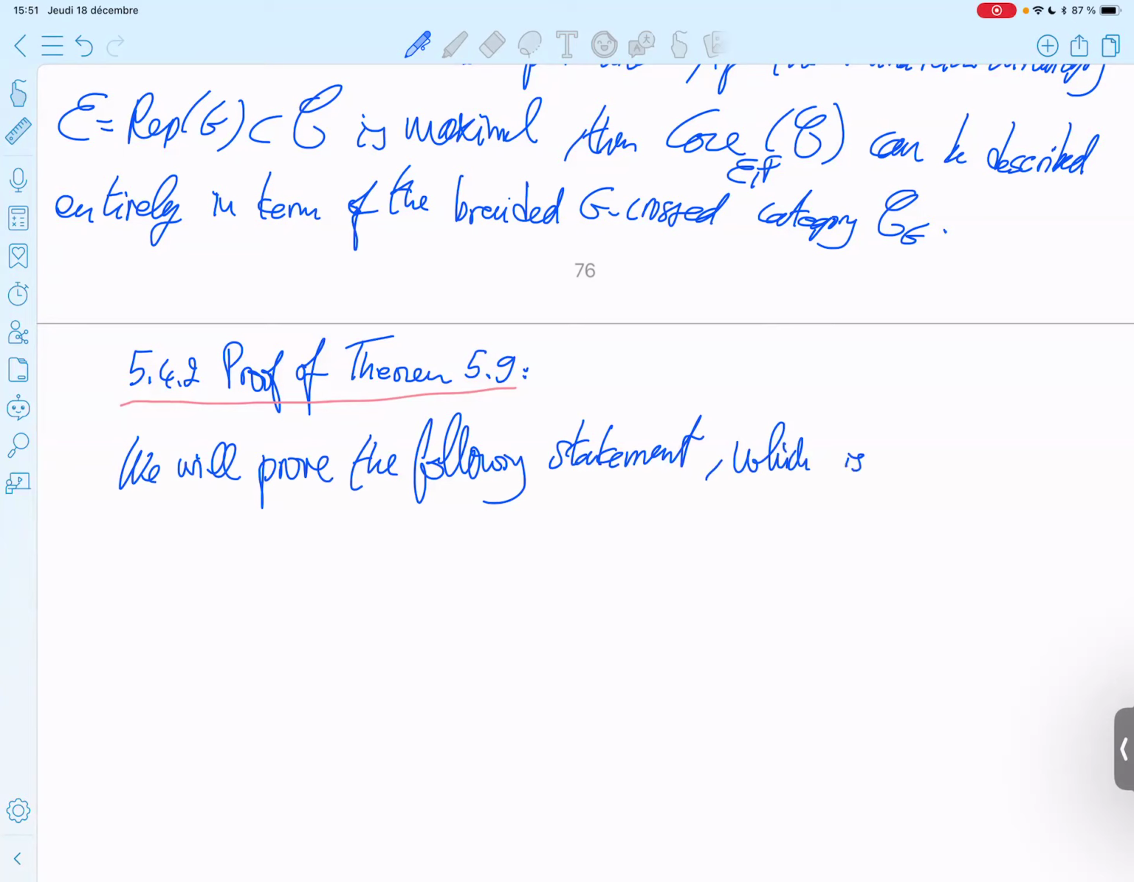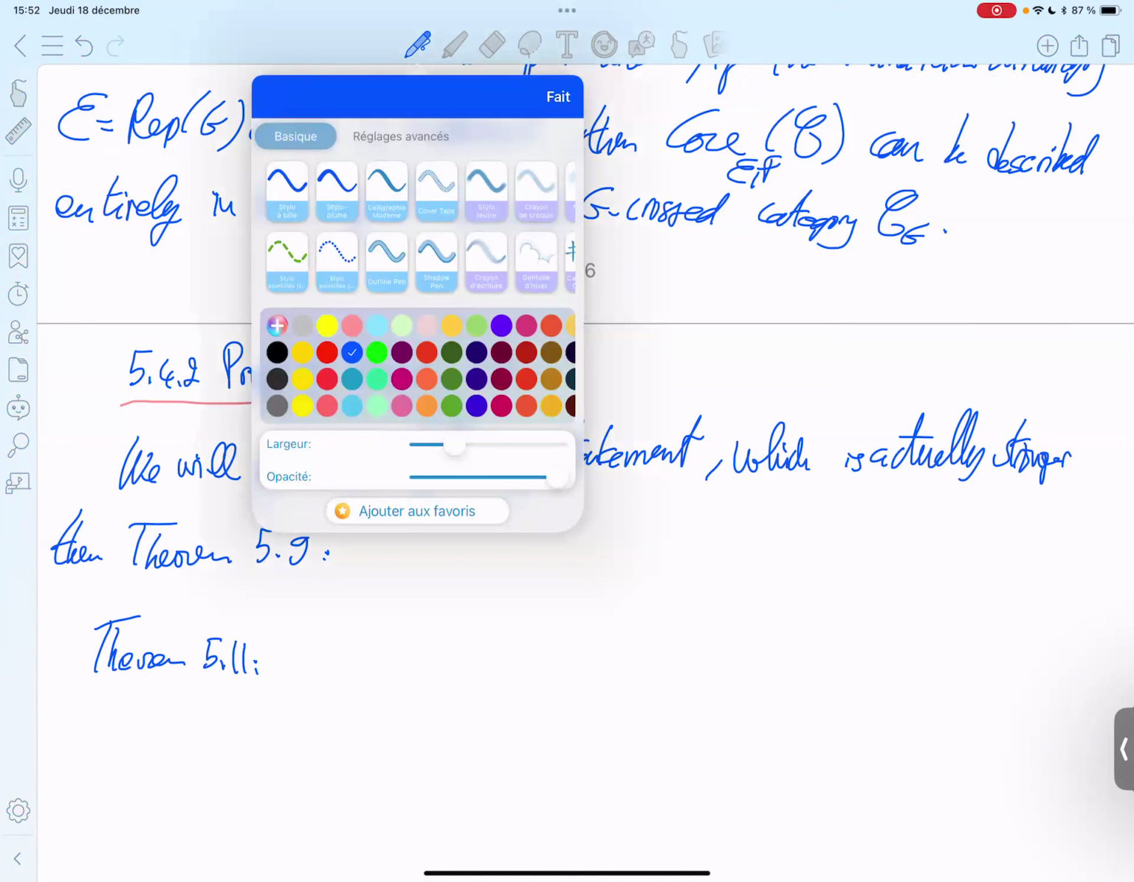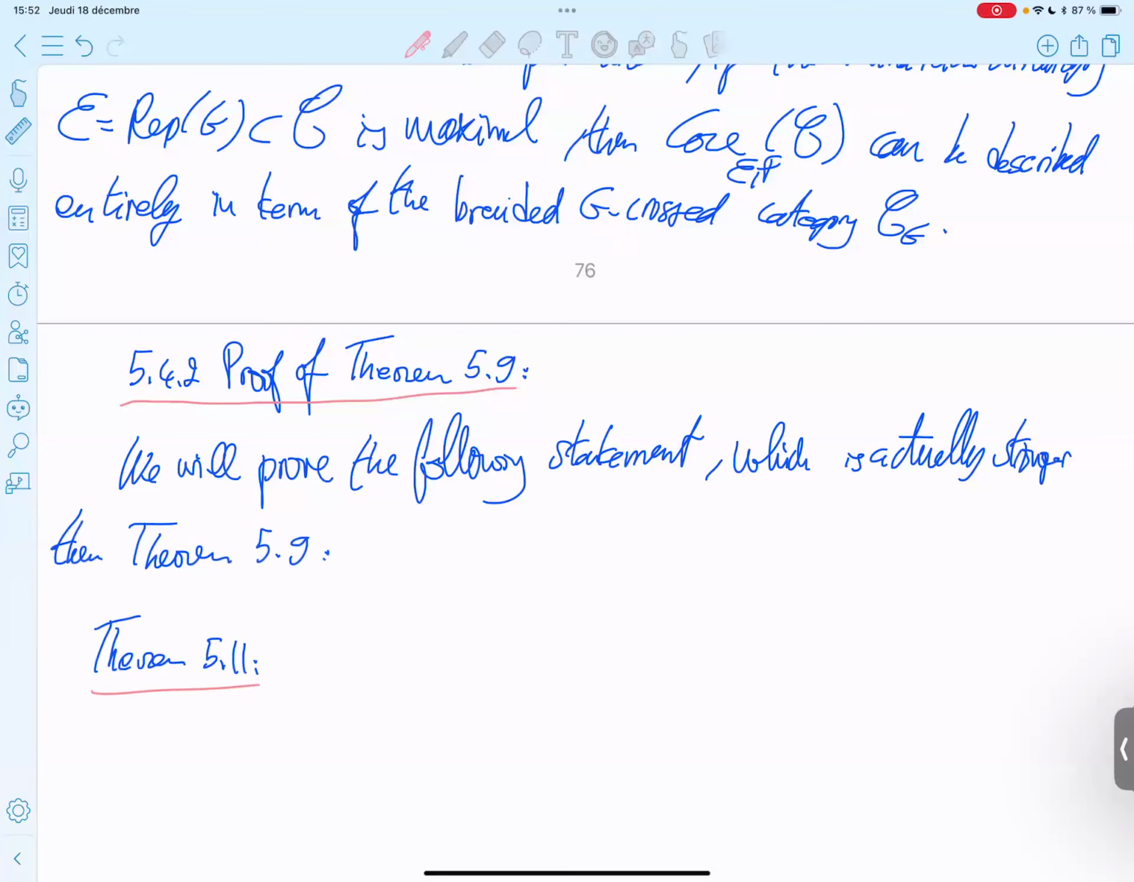which is actually stronger than theorem 5.9. And in fact, the proof of this theorem 5.11 will involve modular lattice. So the proof is quite conceptual. So it's nice.